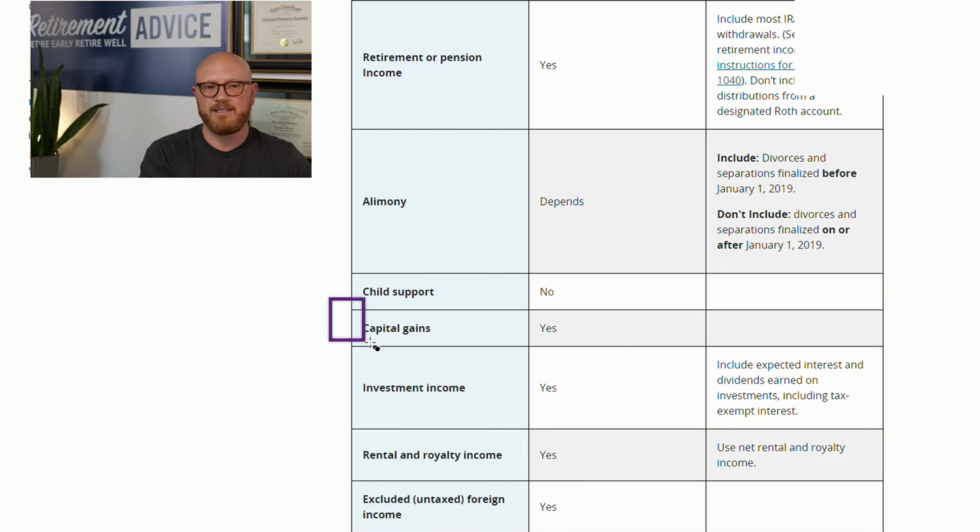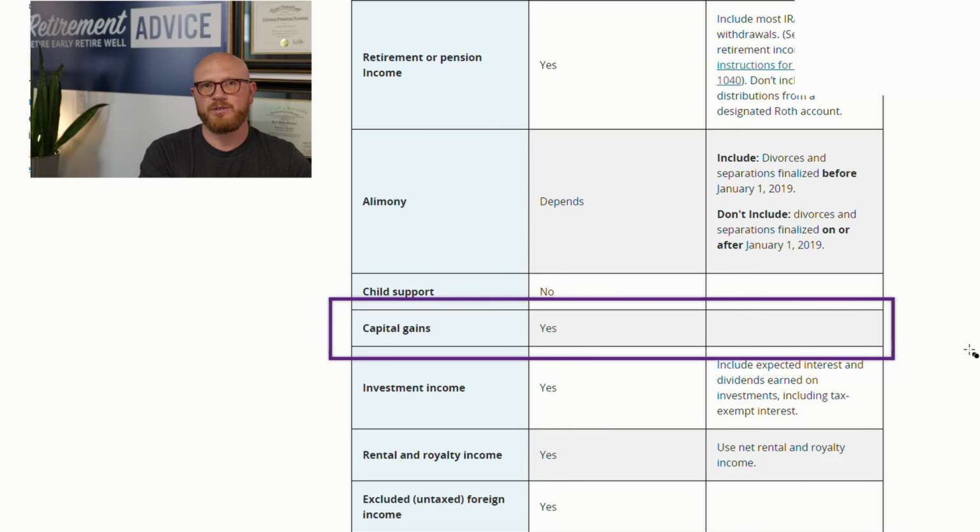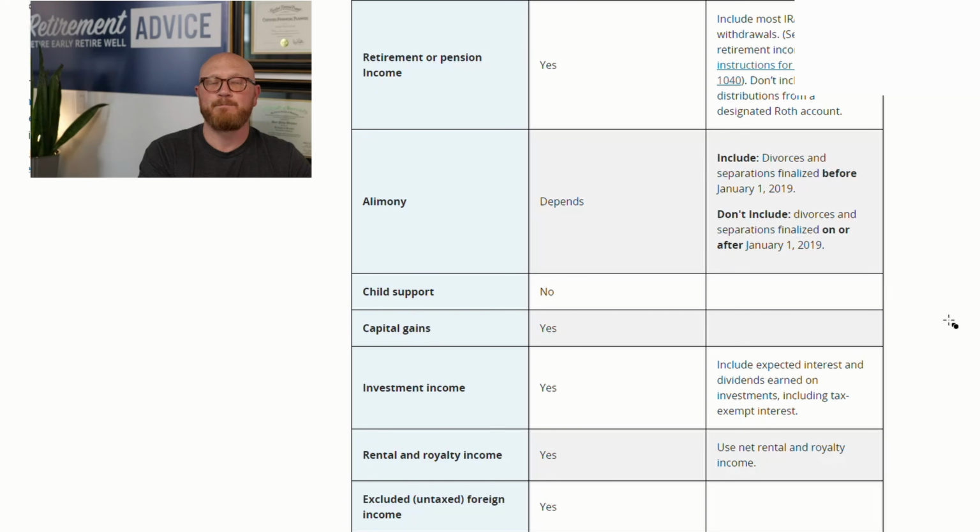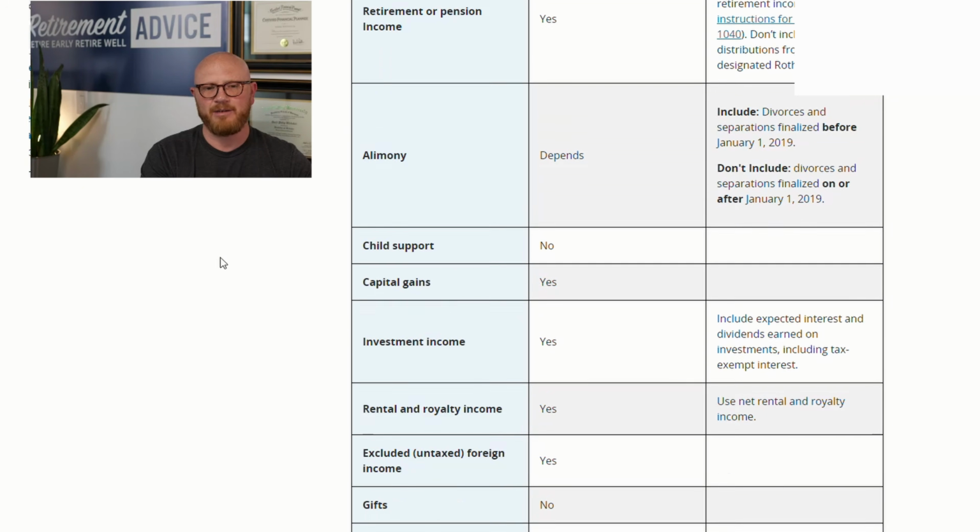Capital gains, yes. This is interesting. This is important. So if you live in a state that does not tax capital gains, maybe you're not thinking about this, but this is something that you would include. Also for federal tax, you could be in a situation where child support, capital gains, investment income, all these different items count.